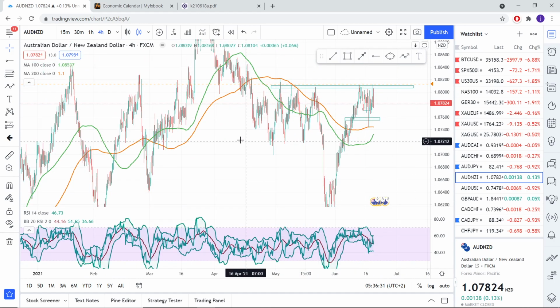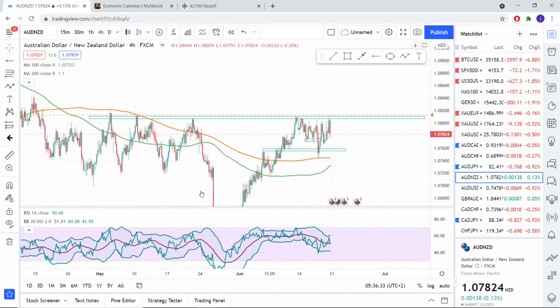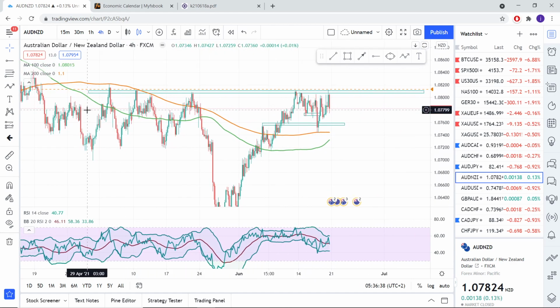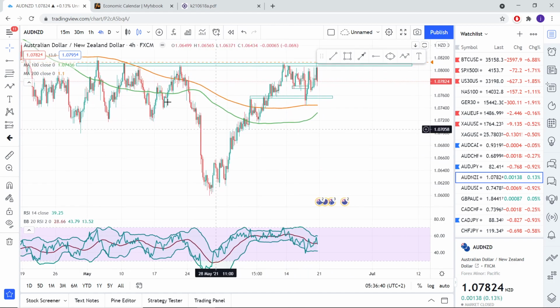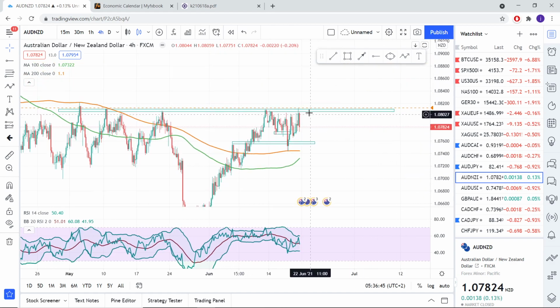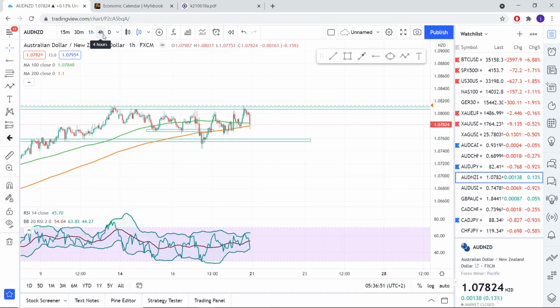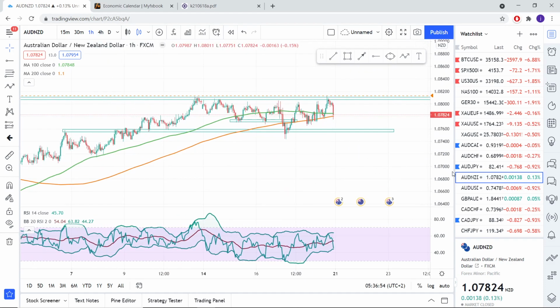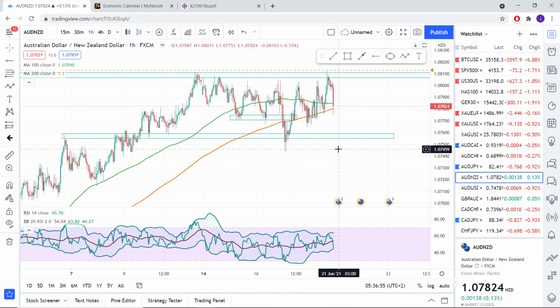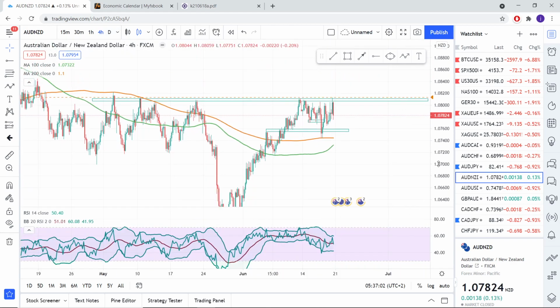AUD NZD. So as you see, price came into this high right here, this resistance area, multiple times, rejecting from it. We had a nice bearish rejection from here, right? And again, we came back into that area. So I'm unsure on this one. I'm not actually seeing any potential trades on this unless price actually pushes past this area right here, the support area, and continues moving downwards on some bearishness.